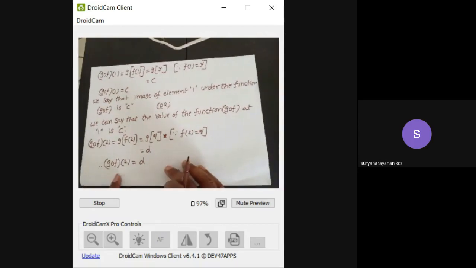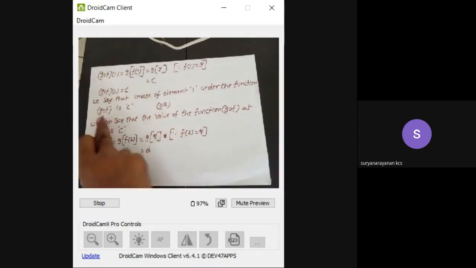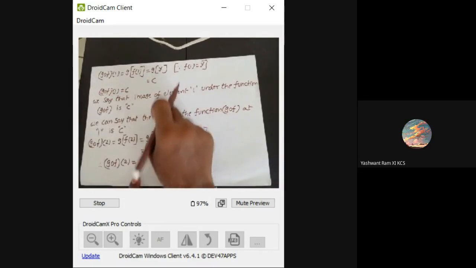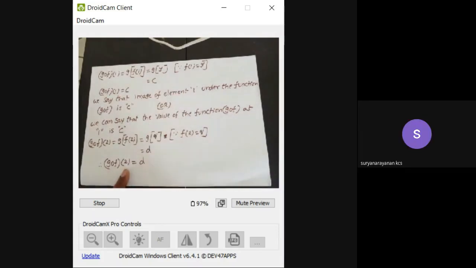What is the meaning of this line? Can you tell me, Yashwantram? Previously, I told you the meaning of this line in two different ways. I am not asking how to read this notation. There is a difference between the two questions. Student: Sir, the value of function G circle f at 2 is D. Very good, very good. You got it.